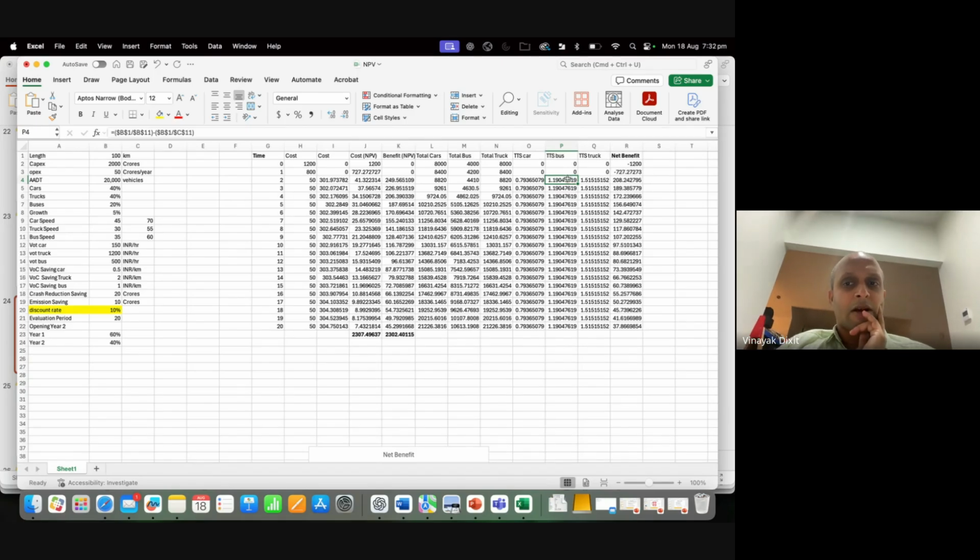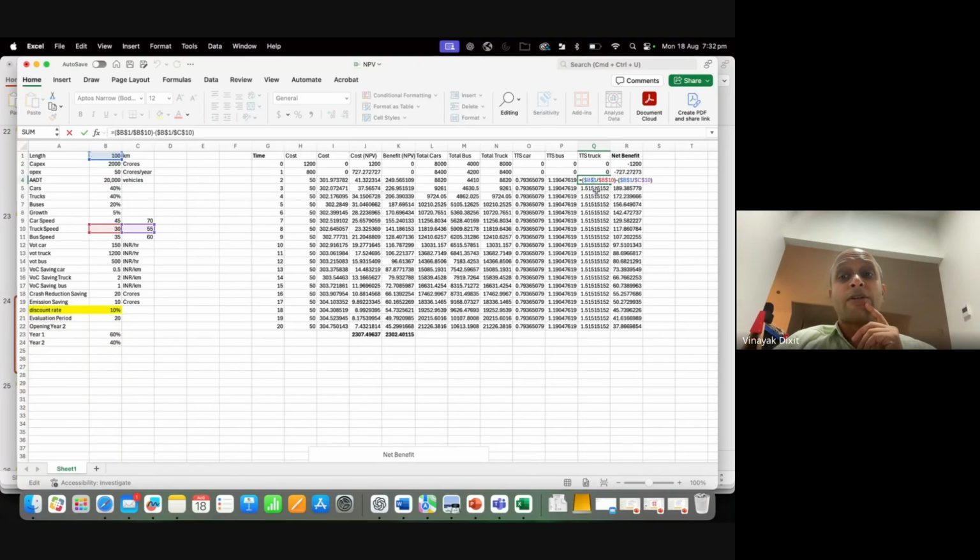I've just taken 100 divided by 35 minus 100 divided by 60. That's the bus. Then I've taken the truck. Truck is again roughly around 1.5, so that is 1 hour 30 minutes. And that is 100 divided by 30 minus 100 divided by 50. So that's the amount of hours saved. All right.